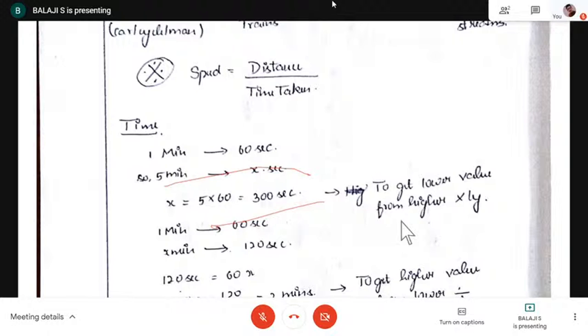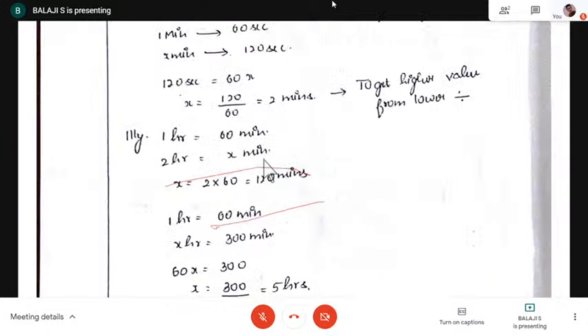And the same thing for hours: 1 hour is 60 minutes. And what is 2 hours? 2 into 60, which is equal to 120 minutes. The same way, 1 hour equals 60 minutes and x hours equals 300 minutes. So 60x equals 300, so x equals 300 by 60, which is equal to 5 hours.